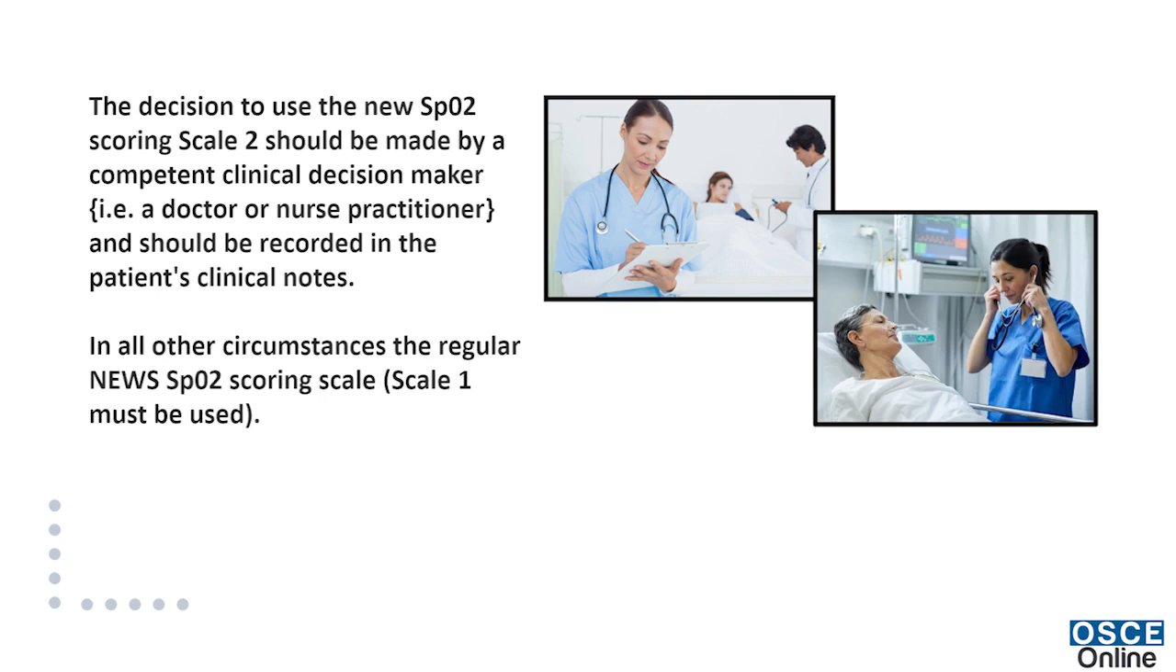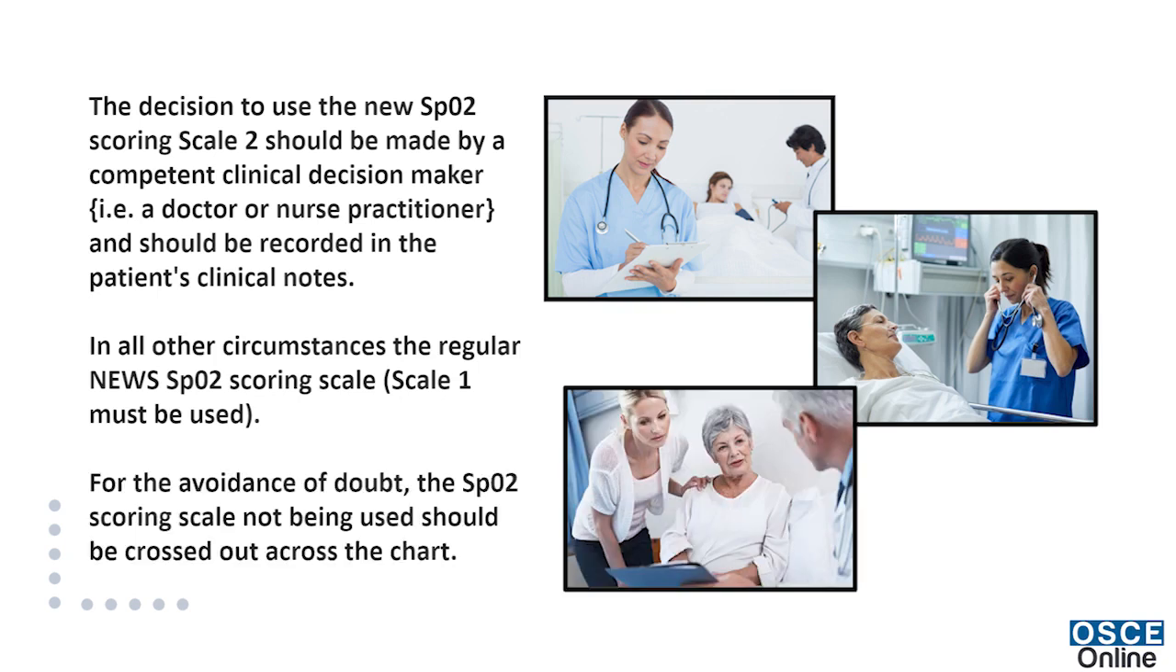In all other circumstances, the regular NEWS SpO2 scoring scale, scale 1, must be used. For the avoidance of doubt, the SpO2 scoring scale not being used should be crossed out across the chart.